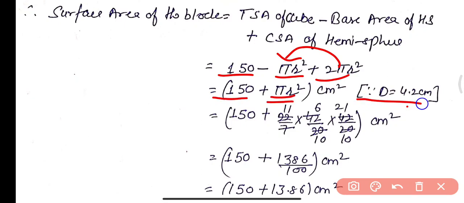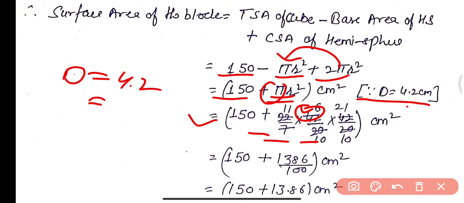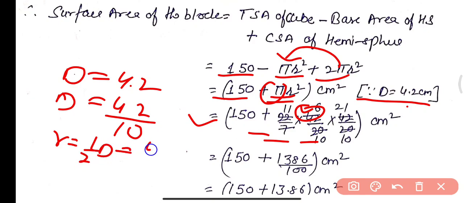So now as we have the diameter of the hemisphere, that is 4.2, the radius will be 2.1, or we can write it as 4.2 by 2. So 150 plus pi is 22 by 7 and the radius, as the diameter is 4.2, can be written as 42 by 10, and for the radius it will be half of the diameter, so this will be 42 by 20. So the radius is here 42 by 20 and 42 by 20.